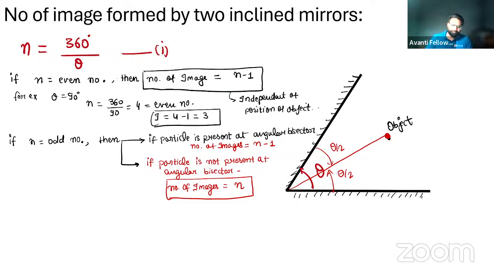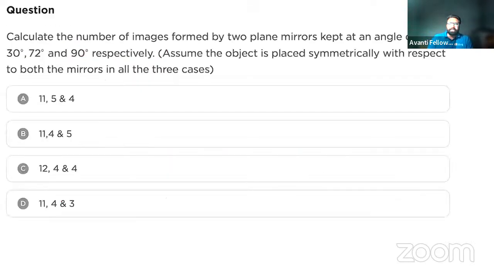Okay? For example, try to solve this question. Calculate the number of images formed by two plane mirrors kept at an angle of 30 degree, 72 degree, and 90 degree respectively. Assume the object is placed symmetrically with respect to both the mirrors in all the three cases, which means that the object is already placed at the angular bisector. Now you just have to check what is the value of n. If it is even or odd, then calculate the answer. I am doing the first one for you.